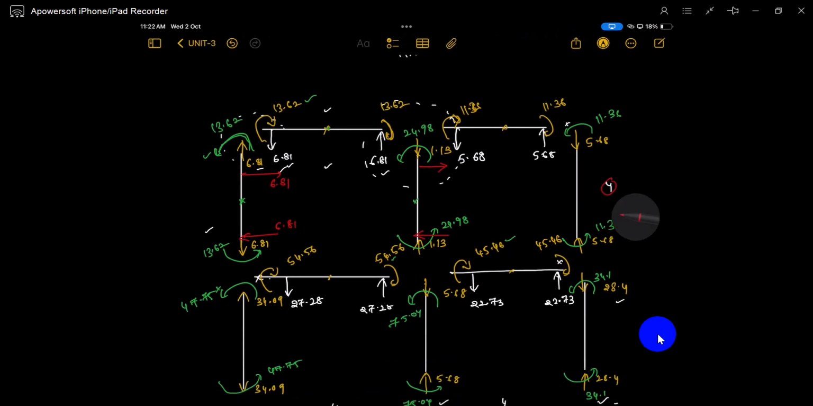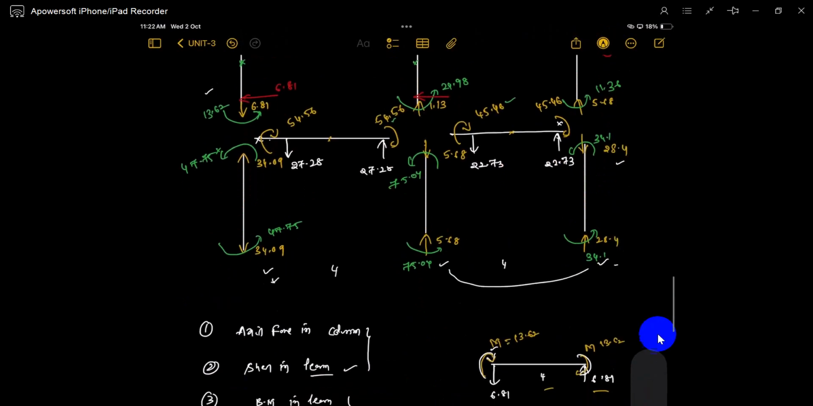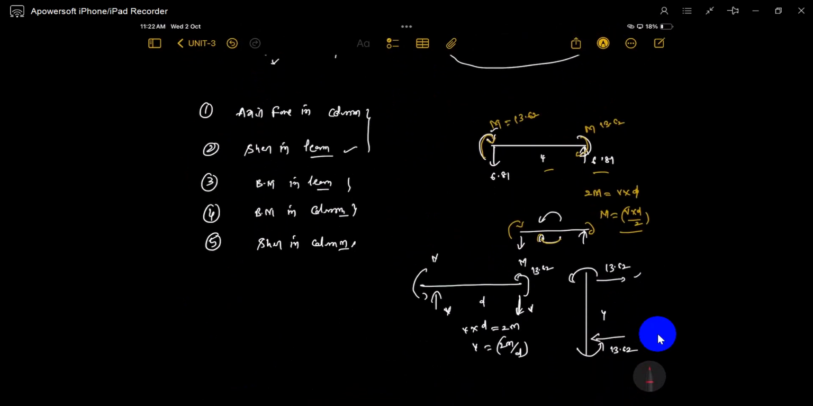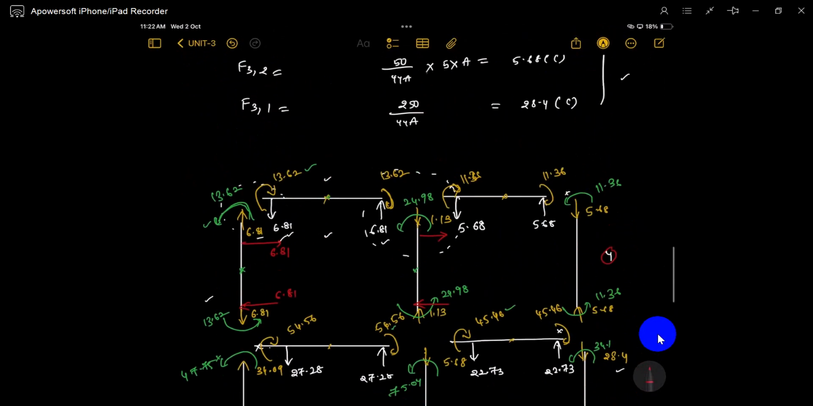So 24.98 multiplied by 2 divided by distance 4. So divided by 2, what is that value? It's 12.49. Here it's 11.36. 11.36 divided by 2, so this direction. What is that value? 5.68. That's shear, shear in the column.